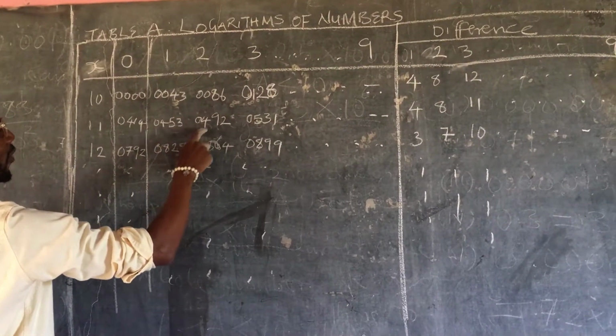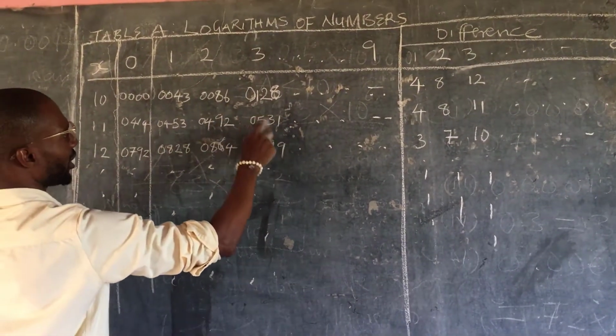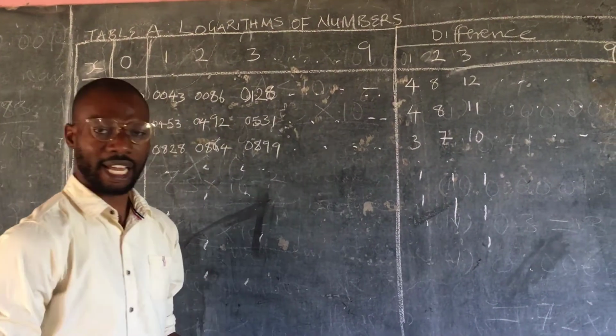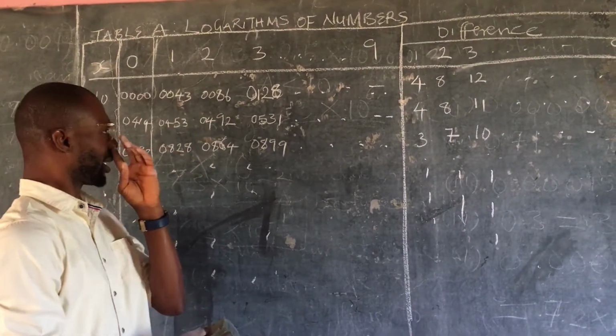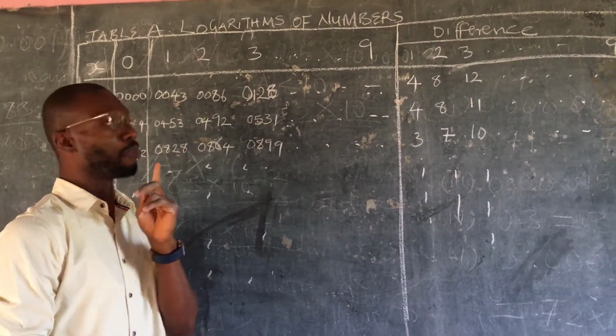Then we will see 0, 4, 9, 2. Then 0, 5, 3, 1. And then we will continue like that. I hope your own 4-figure table looks like this. If it doesn't look like this, you are on the wrong page.